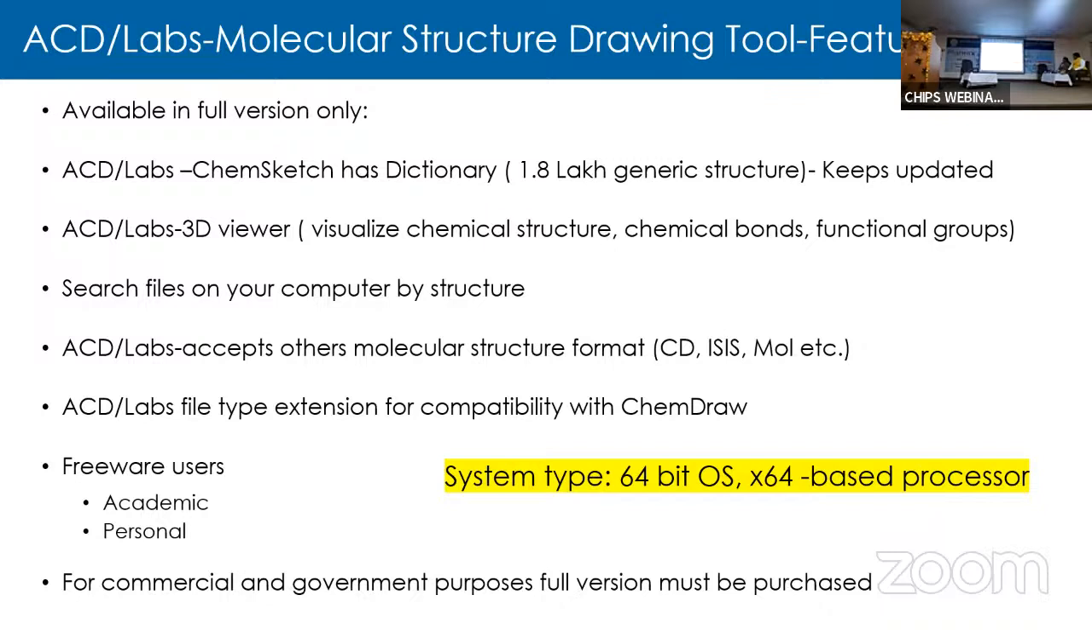It comes with a dictionary having 1.8 lakh structures, and we keep updating it regularly so that users can draw structures easily. Then we can visualize the structure in 3D and see how the chemical bonds and functional groups are oriented in space, giving an overall picture. We can also search files on the computer by structure, so if you drew something some time back, you can get to that structure for current use.